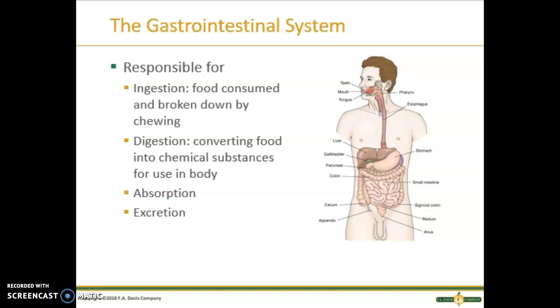Digestion is the process of converting food into chemical substances used by the body. Bad food choices can overwork the pancreas, liver, and gallbladder, and extreme undereating can lead to anorexia nervosa, and extreme overeating can cause obesity. Medications and microbes can also damage the GI system, so it's important that we are educated on that as well for our patients.